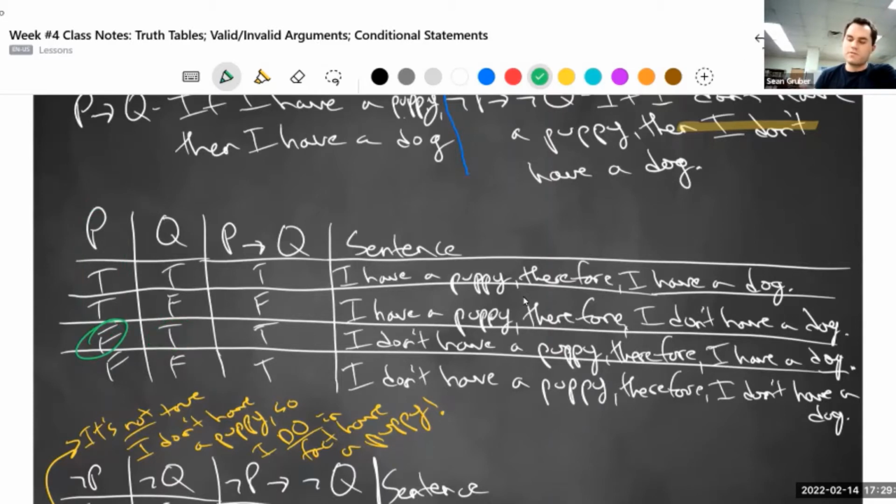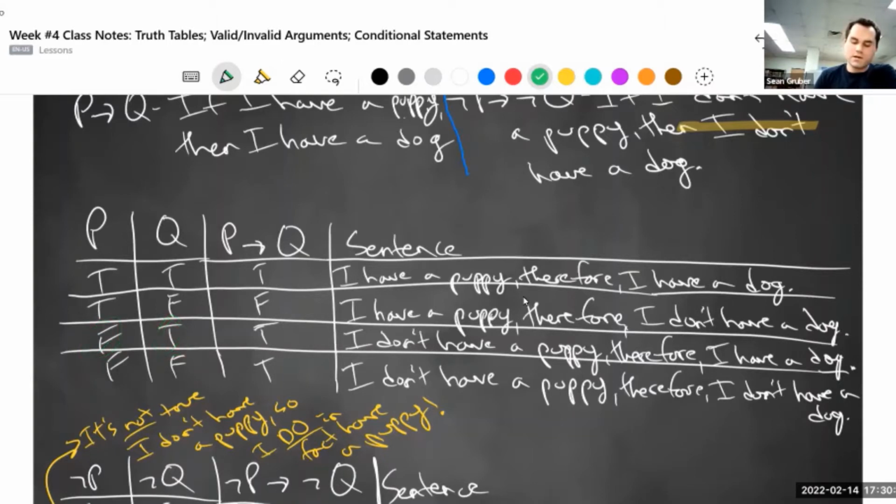In other words, or excuse me, I have a puppy. Therefore, I don't have a puppy, right? And it's true for Q. What is a true value for Q? That means I do have a dog. So in this case, we're saying I don't have a puppy, therefore I have a dog, right?